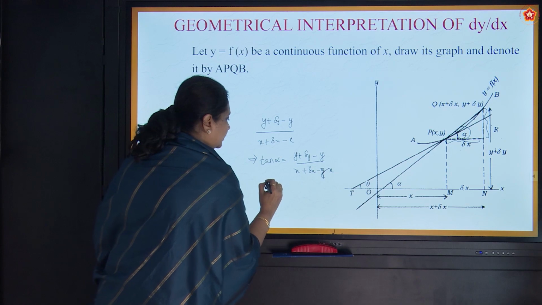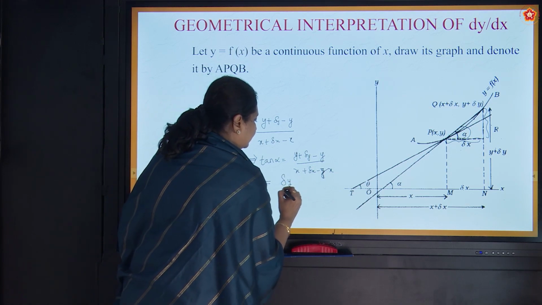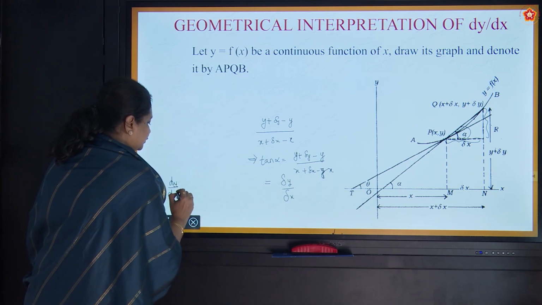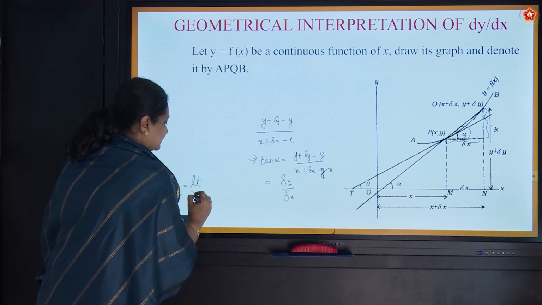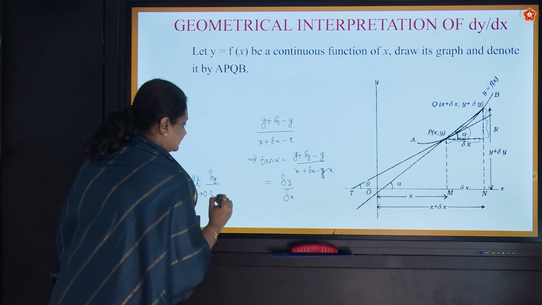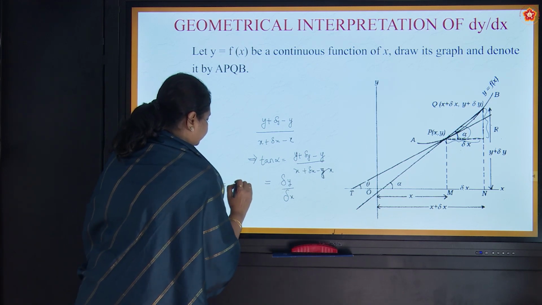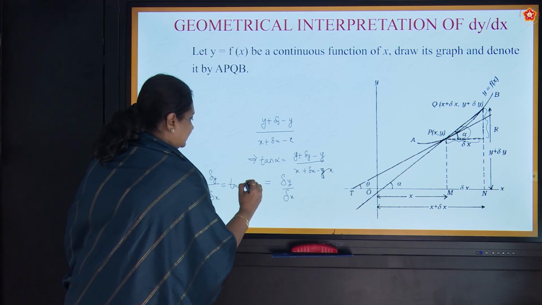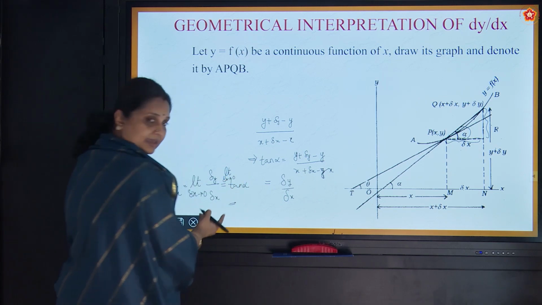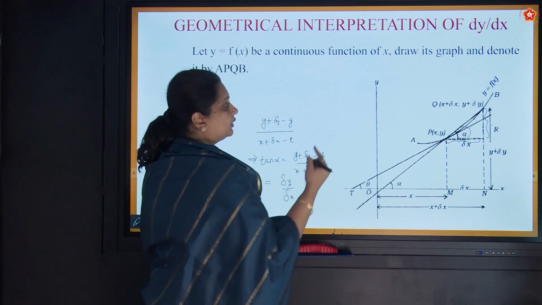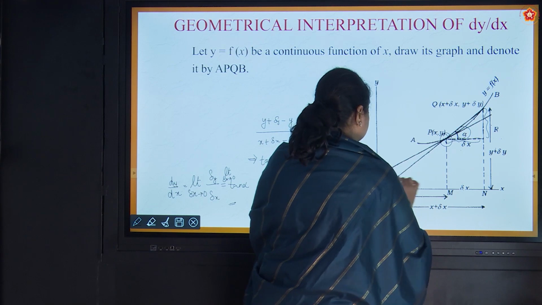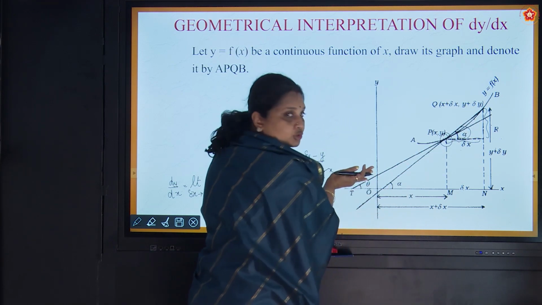This is equal to my del y by del x. dy by dx is going to be equal to limit delta x tending to 0, delta y by delta x, that is equal to tan alpha initially. And as delta x tends to 0, tan alpha, when it tends to 0, it becomes a tangent. So this secant turns into the tangent.